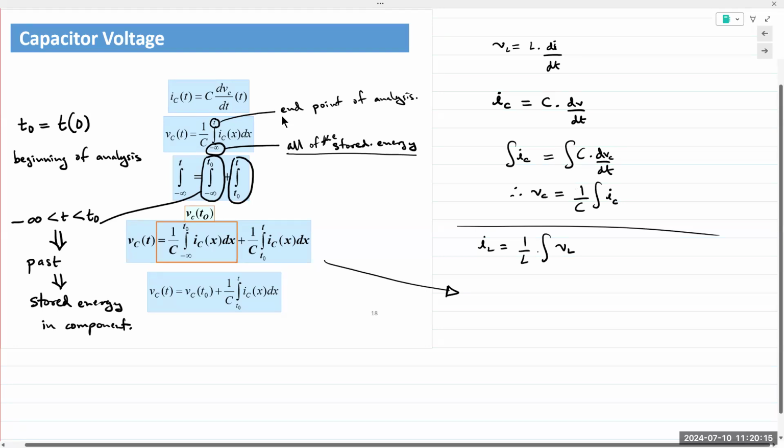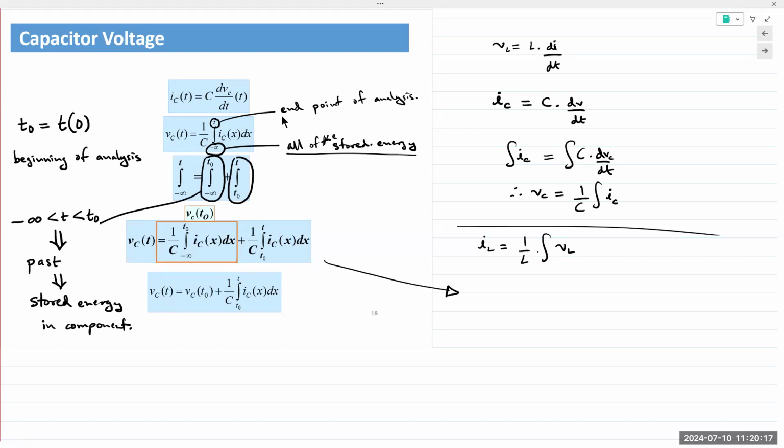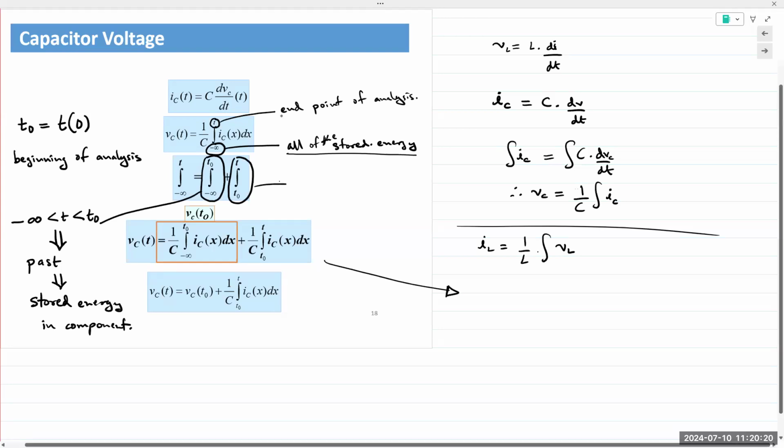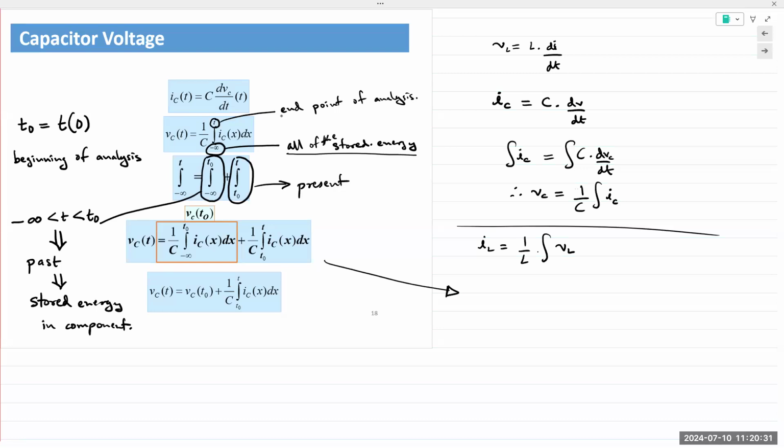So again, we are splitting it up into two parts. One part is T0 to T. This is the current one or the present. And minus infinity to T0 is the past. And that is significant because we need to look at all of the stored energy in that component.